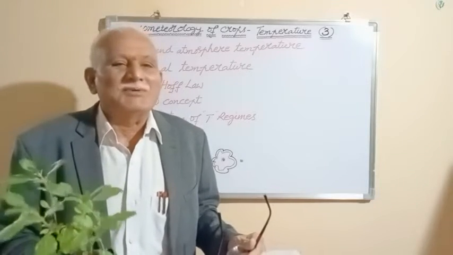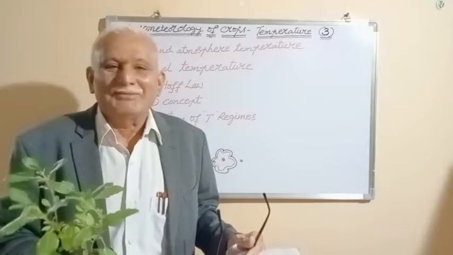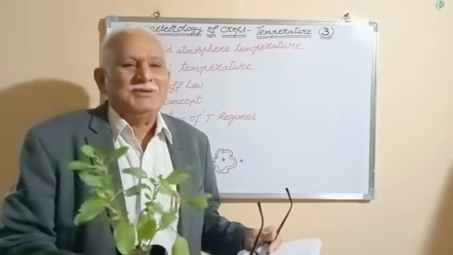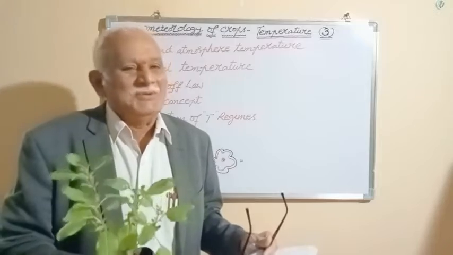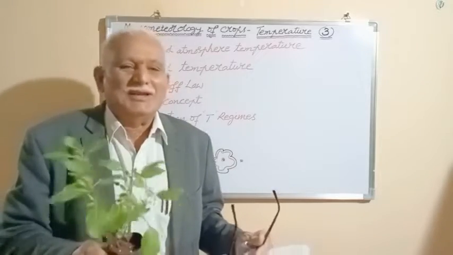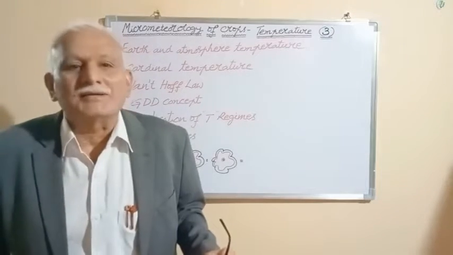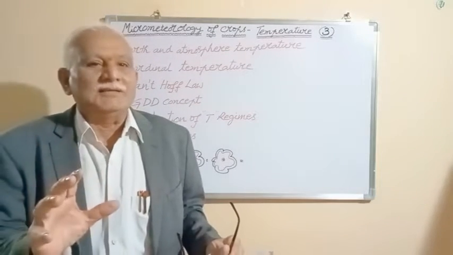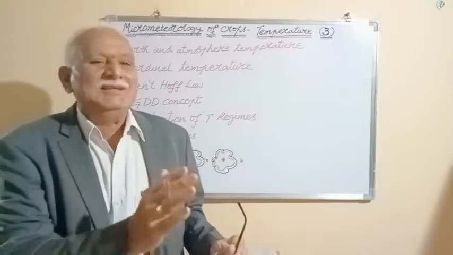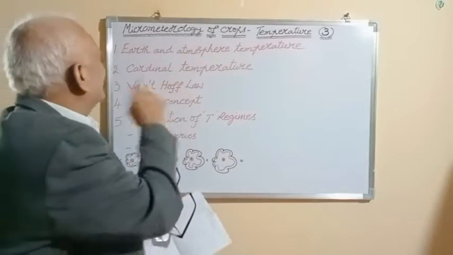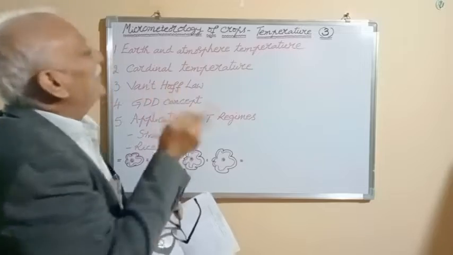The second law of thermodynamics: entropy, enthalpy. The third law of thermodynamics: when absolute zero temperature approaches, no atoms move. That means no physiological activities. From there, we start our journey. In today's class, we try to understand some applications with the basics we have learned of the micrometeorology of crops temperature. The first one is the earth and atmospheric temperature.